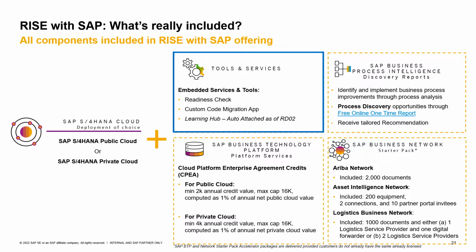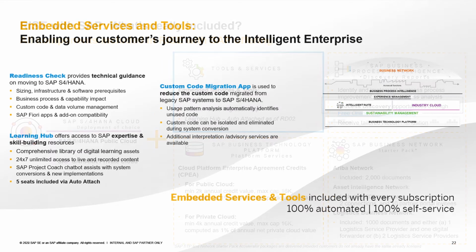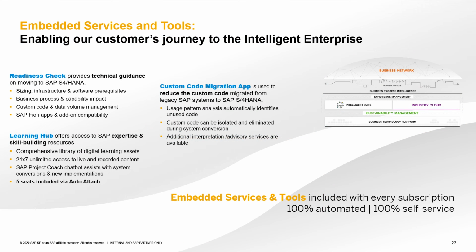Let's take a look at each one of these elements in greater detail. First off, tools and services. What's provided are embedded tools and services. This allows your customer's journey to the intelligent enterprise to be enabled. First is the readiness check. Provides technical guidance on moving to S/4HANA.